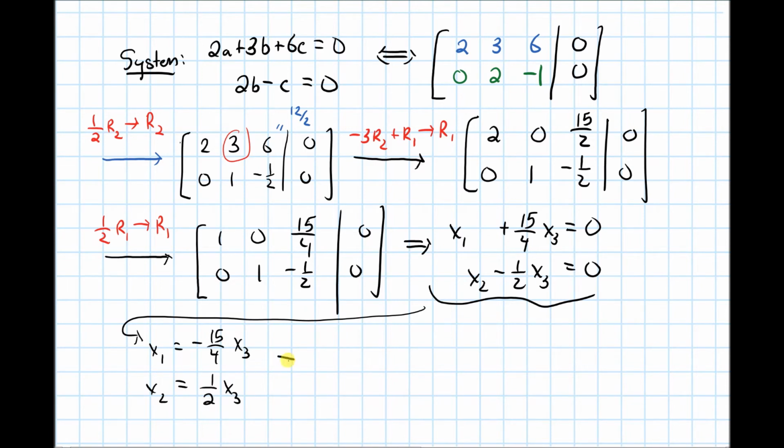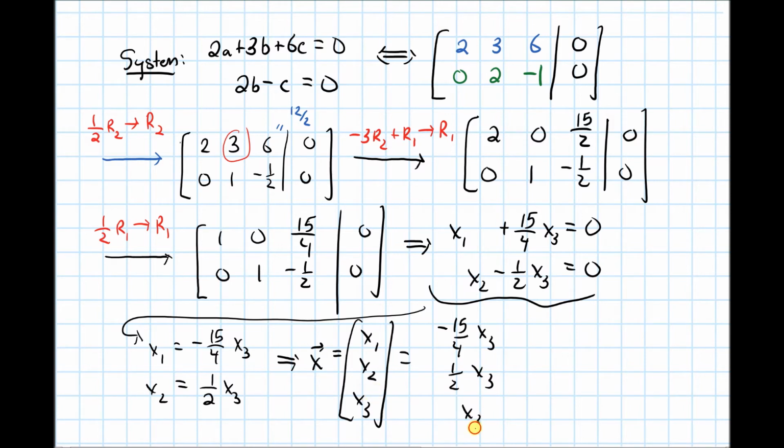All right, so now we're ready to write down our answer as a vector. So x is a vector, we'll have x1, x2, and x3. And plugging in for these, I know what x1 is. It's negative 15 over 4 x3. x2 is 1/2 x3, and then x3 was free, so we leave that how it is. Okay, and now I can factor out the x3, the free variable, and be left with negative 15 over 4, 1/2, and 1.